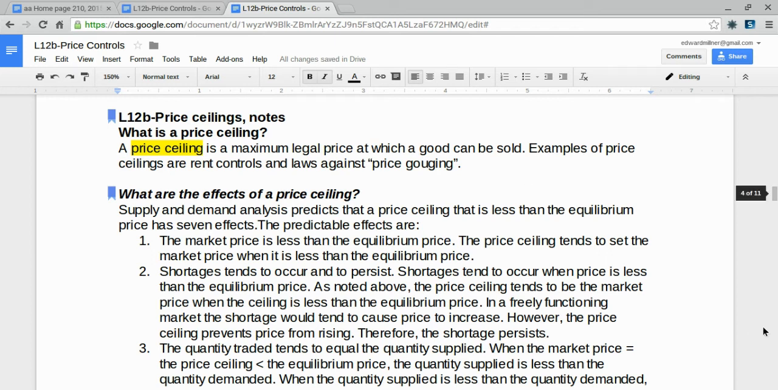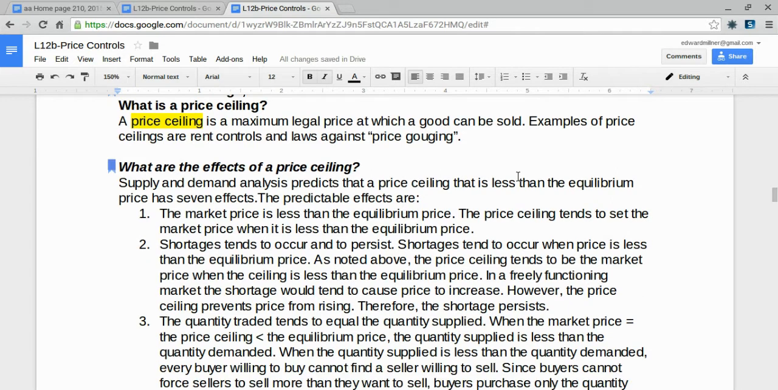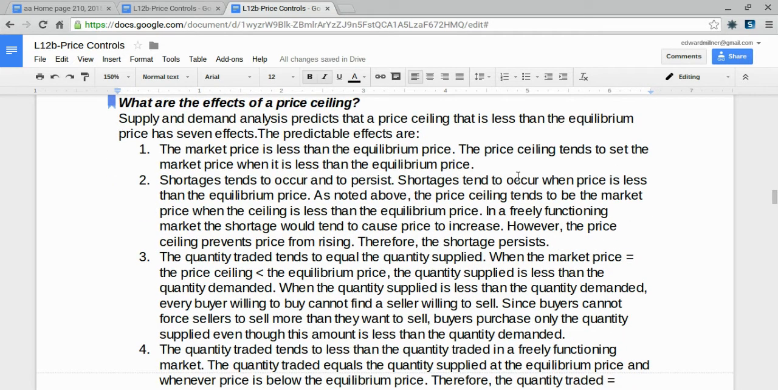Let's talk about price ceilings. A price ceiling is a maximum price, or a maximum legal price, at which the good can be sold. Examples of price ceilings are rent controls and laws against price gouging. Supply and demand analysis predicts that a price ceiling that is less than the equilibrium price has 7 effects.